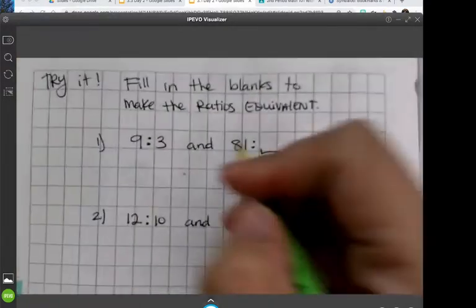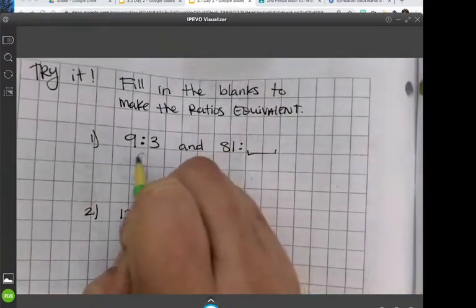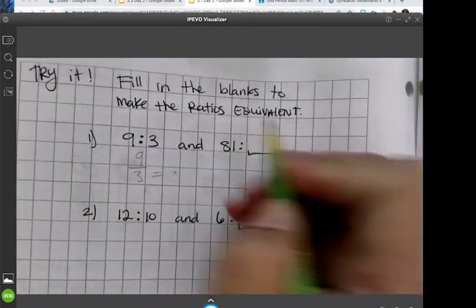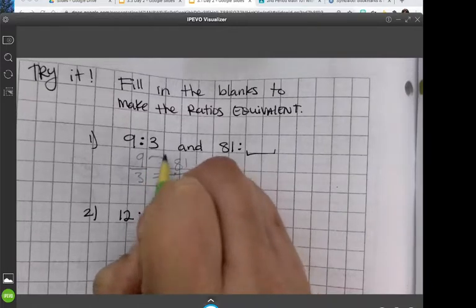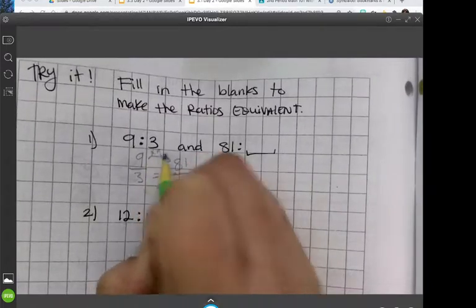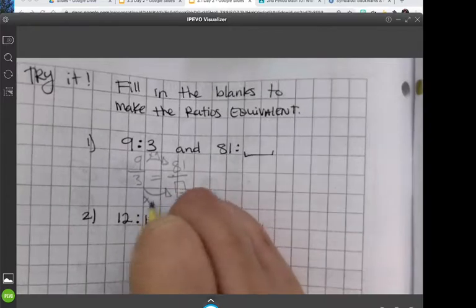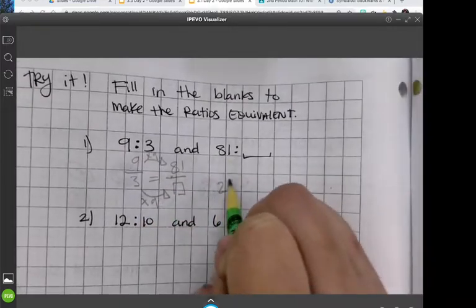What makes these ratios equivalent? If I had 9 to 3 is equal to 81 to blank. 9 times 9 is 81. So 3 times 9 is 27.